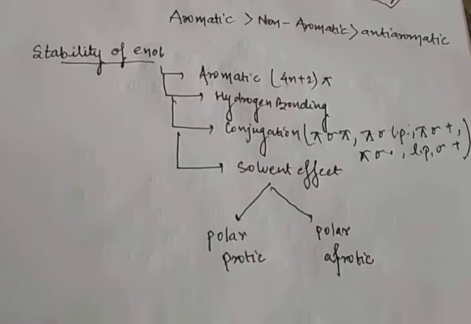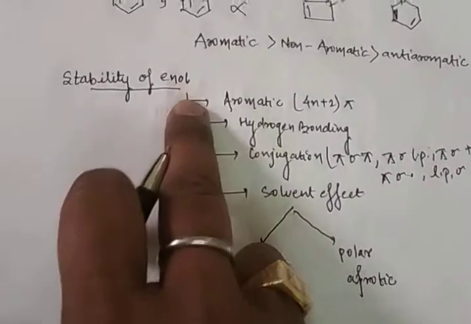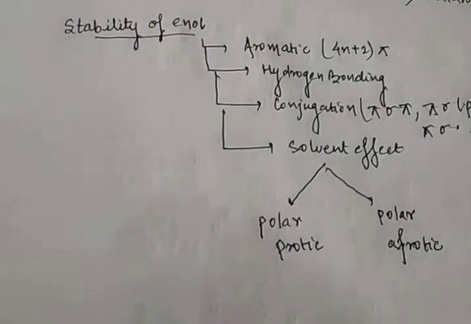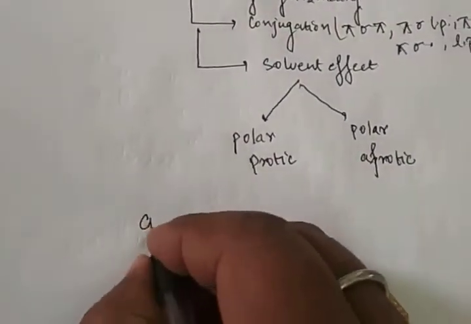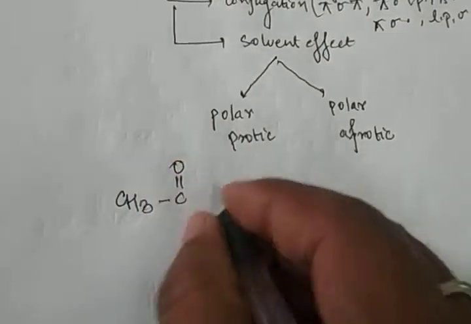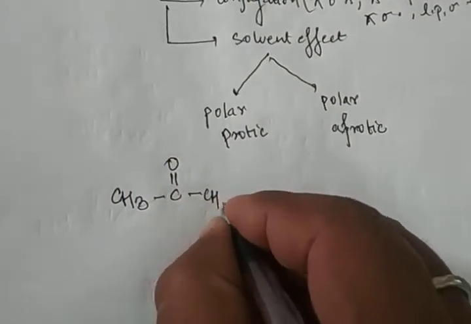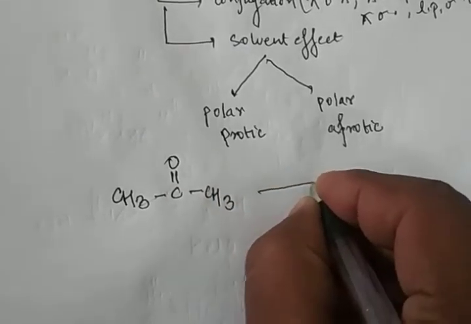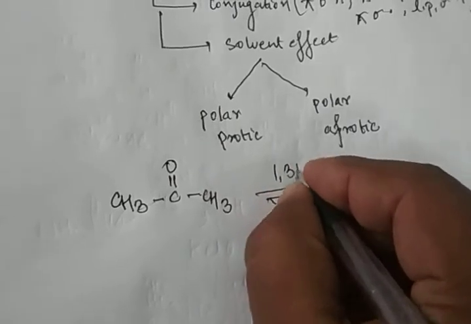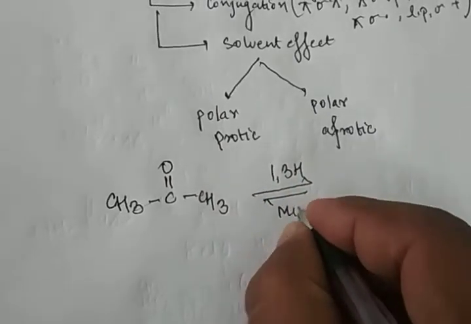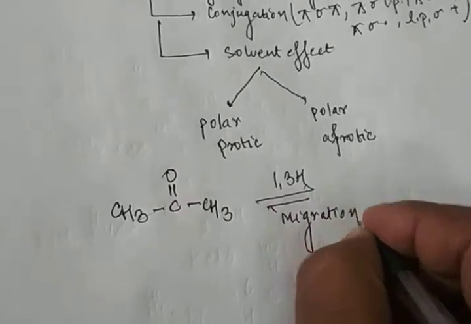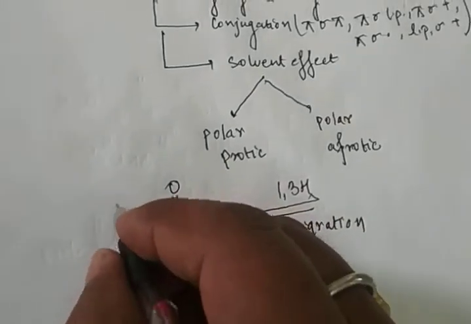Okay, so now there is the stability of the enolic group. How do we check whether this compound is more stable? First, you check the first compound, CH3, C double bond O, CH3. Now you know very well there is a 1,3 hydrogen migration. Again, 1,3 hydrogen migration. Clear? Now you know very well what their formula is.